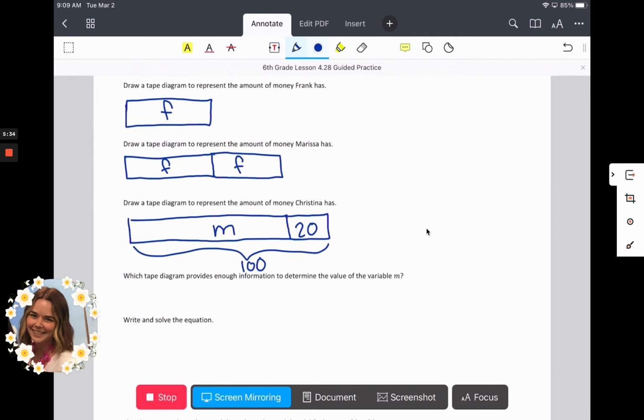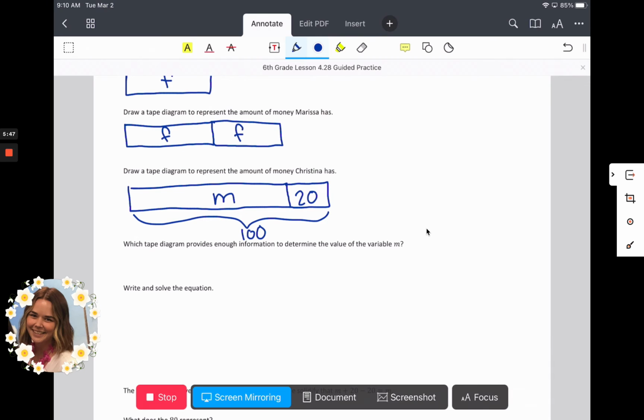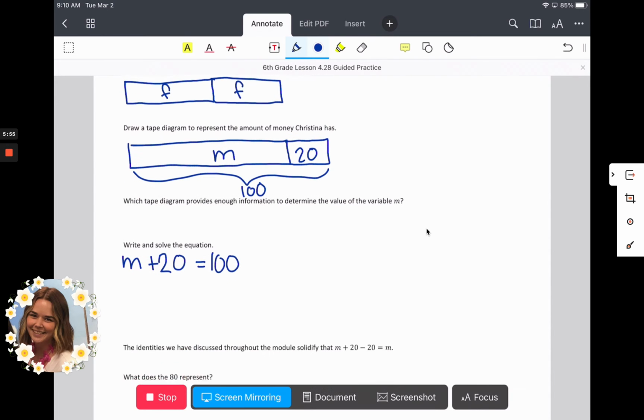So if we look at all three of these tape diagrams, which of them is going to give us enough information to determine what the value of M is? Well, we're going to have to use Christina's. So we know that M plus 20 equals 100.